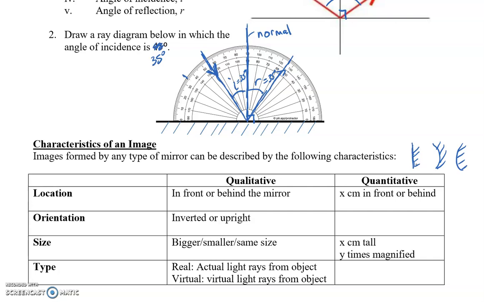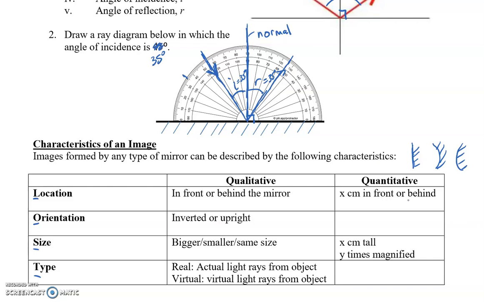In every single one of these mirrors, we're going to find that we can describe the image that we see in the mirror as its location, orientation, size, and type. When you look at this, L-O-S-T, in other words, lost. That's the acronym we're going to use to remember this. The location can be in front or behind the mirror. And in terms of a quantity, a number, we could say it's some number of centimeters in front or behind the mirror.